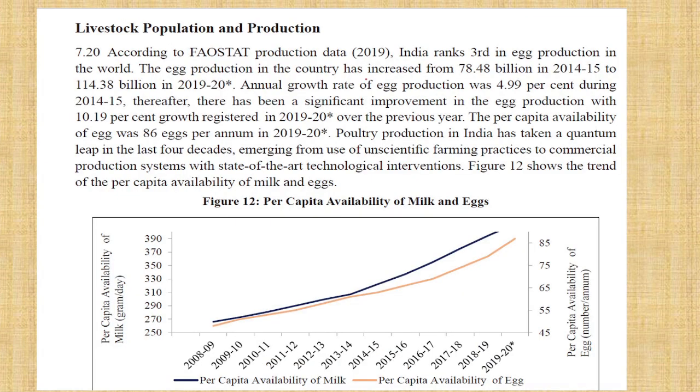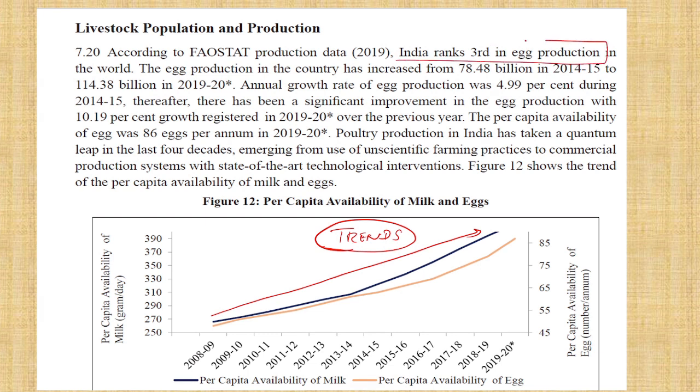And again, next is egg production. All this is from the economic survey. They can ask about the trend in milk and egg production. You can very well say it has increased. But note that India ranks 3rd in egg production. In milk it is first, in egg production it is 3rd. Keep these two facts in your mind, so that it will be helpful when you are solving answers.